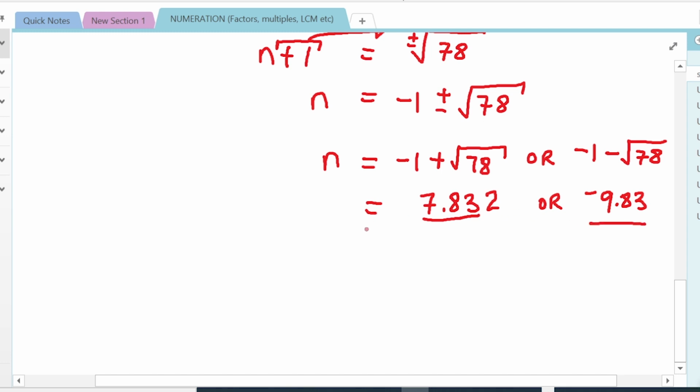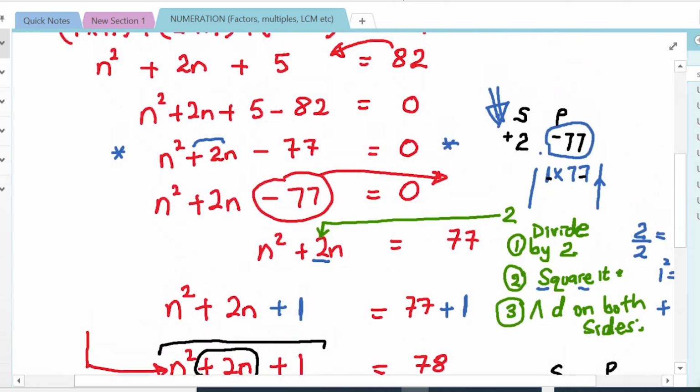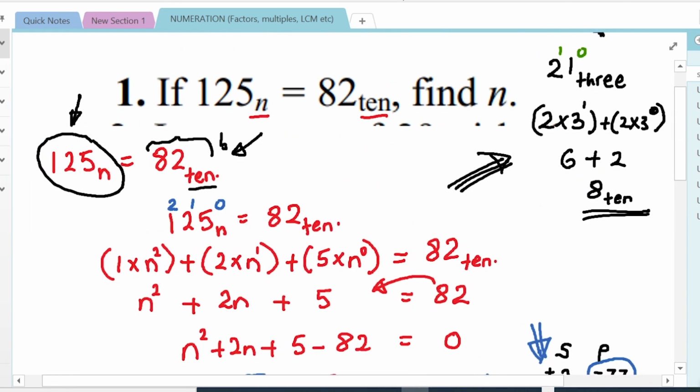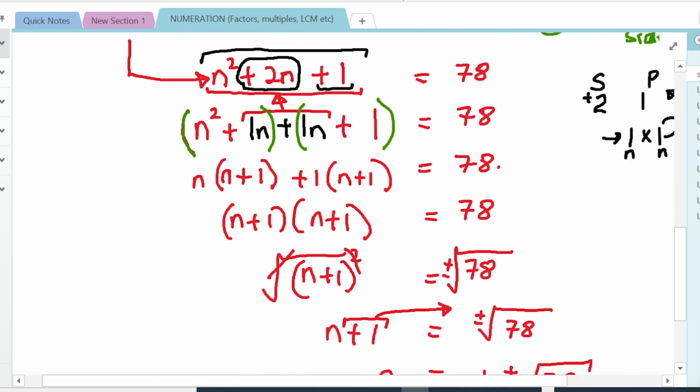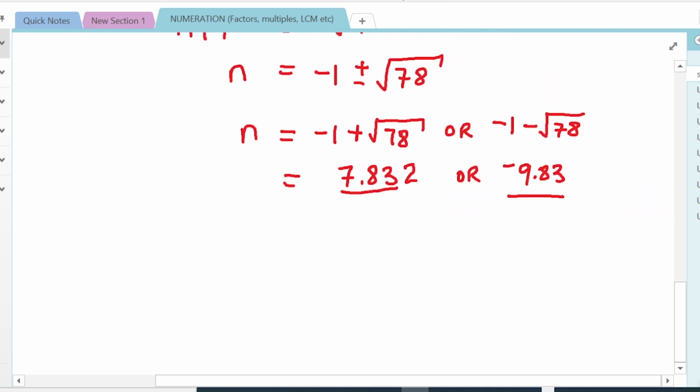Since our question is asking us to find the base, we are finding the value of n, and the value of n is a base. There is no such thing as a negative base. The value of n is supposed to be positive. So out of these two answers, our answer will be the positive one. We shall leave the other one out. Therefore our value of n is 7.832.